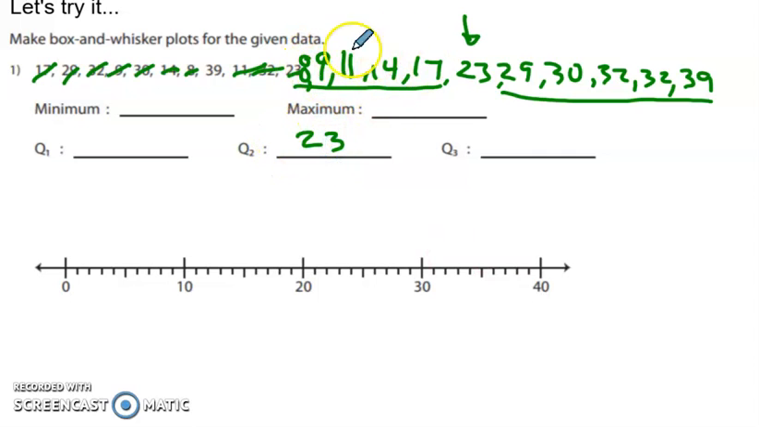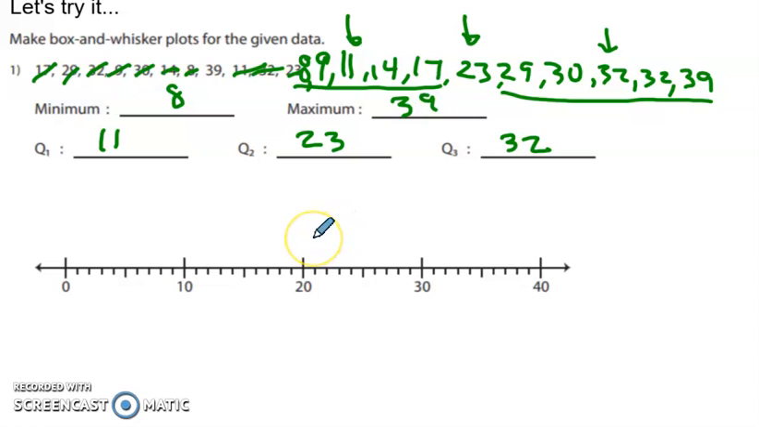And then we want to find the middle of our lower half, and there's 5, so there's 2 below it, 2 above it. It looks like 11 is our median of our lower half of our data, so that's our lower quartile. And we want to find the middle of our upper set, which is right here. There's 5 pieces, so 2 below, 2 above. So our upper quartile is 32. Our smallest number we found was 8. Our largest number was 39.